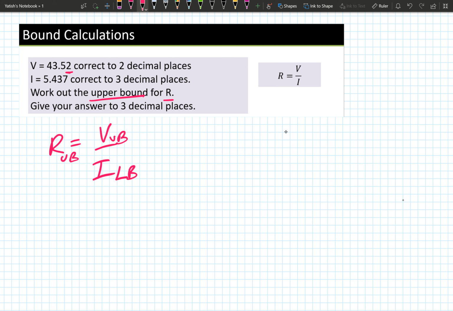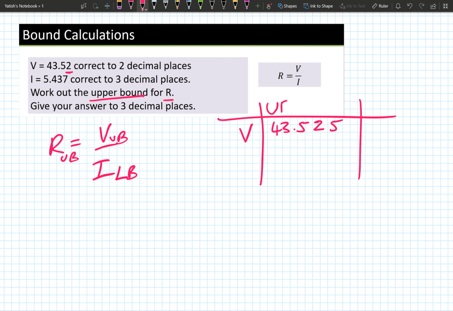So it's going to be for V, the upper bound will be 43.525. The lower bound will be 43.515. And then for I, the upper bound will be, because to 3 decimal places, it's going to be 5.4375, and the lower bound will be 5.4365.